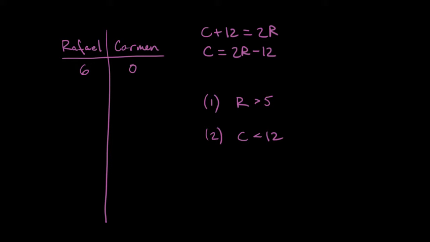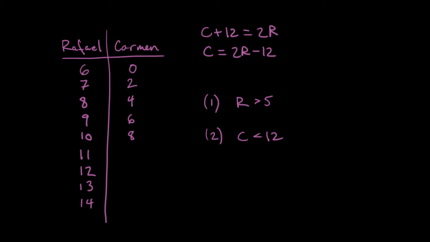If Raphael's tapes are any less than that, then Carmen would have negative tapes, and that's not possible. So I'm just going to plug in a bunch of integers for the number of tapes that Raphael has, and I'm going to see how many Carmen has in each of those scenarios. So if I plug in 7 for r right here, I get 2 times 7 minus 12, that would get 2. If I plug in 8, I'm going to end up with 4. If I plug in 9, I'm going to end up with 6.